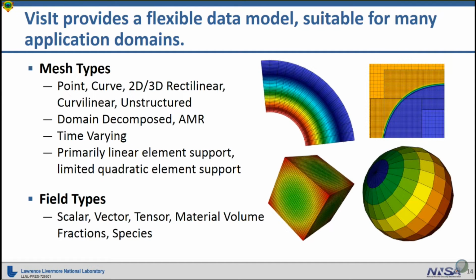So one of the strengths of VisIt is its flexible data model. I'm not going to talk to the words on the left, but I'm going to show you the pictures that talk about the pictures on the right. So if you start at the cube-shaped object on the lower left, that's a uniform mesh. So all the cells are the same size and they're aligned with the grid axes. And then if we go clockwise upward, we have a curvilinear mesh.